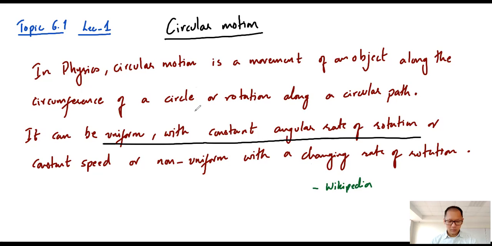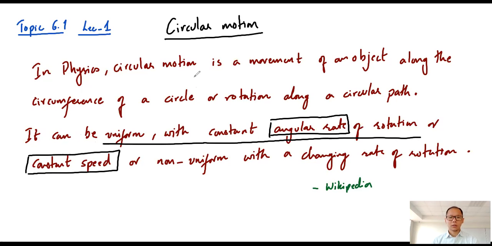So what does it mean to say angular rate? What does it mean to say constant speed? These are the terms that we are going to define now.